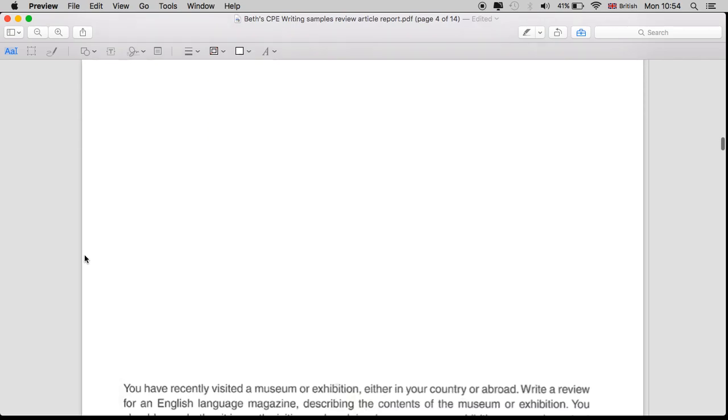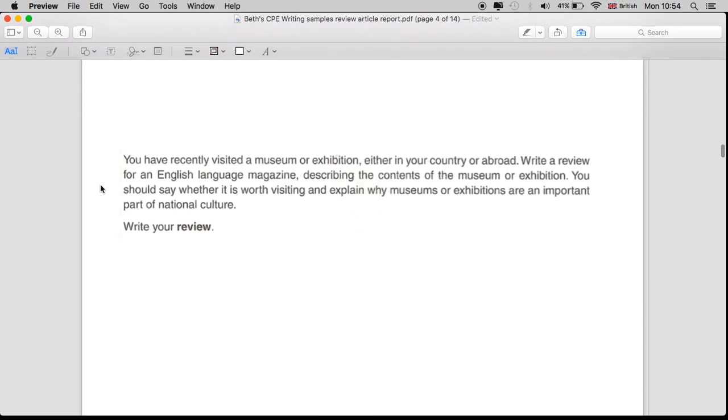What was the task here? "You have recently visited a museum or exhibition, either in your country or abroad. Write a review for an English language magazine describing the contents of the museum or exhibition. You should say whether it is worth visiting and explain why museums or exhibitions are an important part of national culture." Okay, again, so it has to do with reviewing, giving one's opinion on something, and how it relates to a cultural aspect.